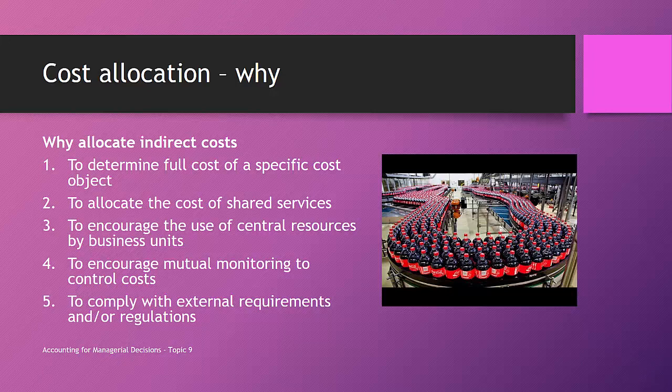And finally, to comply with external requirements and regulations. An example of that being is that for IFRS, for example, inventory costs include all the costs required to get that inventory in a state ready for use or ready for sale. So all those indirect costs need to be allocated into it. So we actually do need to do it for certain companies that have to comply with IFRS or US GAAP or whatever accounting standards they need, they would need to follow this.